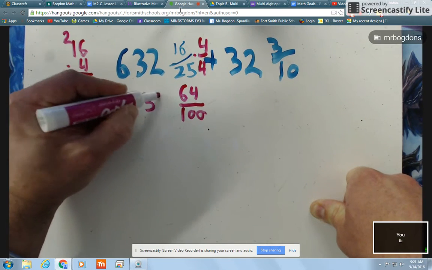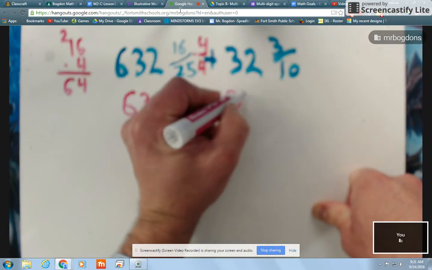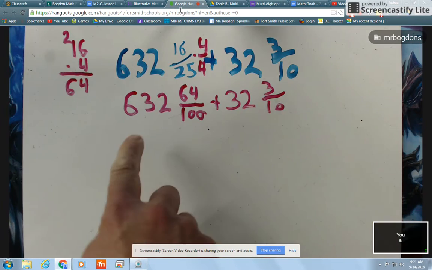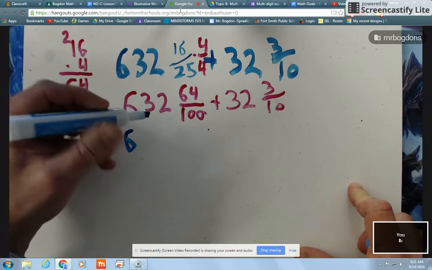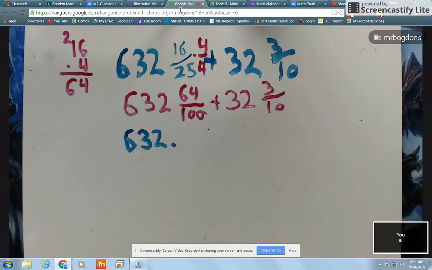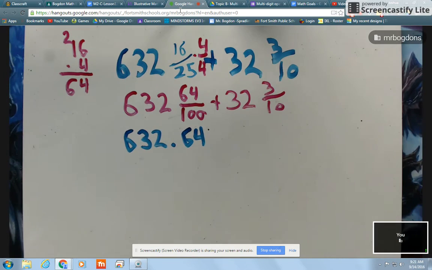So I'm going to rewrite these fractions with powers of 10 in my denominator. Now, if I say 632, the 632 is going to stay the same, right? When I go to decimal form, it says 632. Now, how would I write 64 hundredths? A 6 and a 4. I just write 64. That's it.